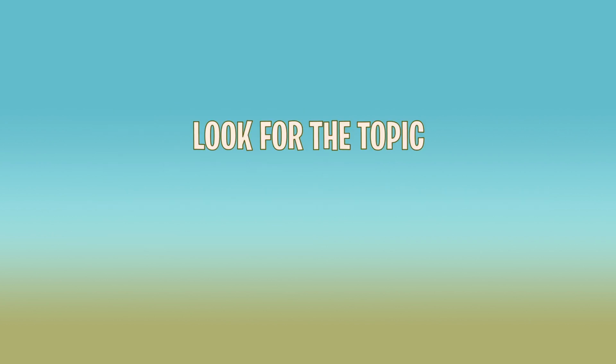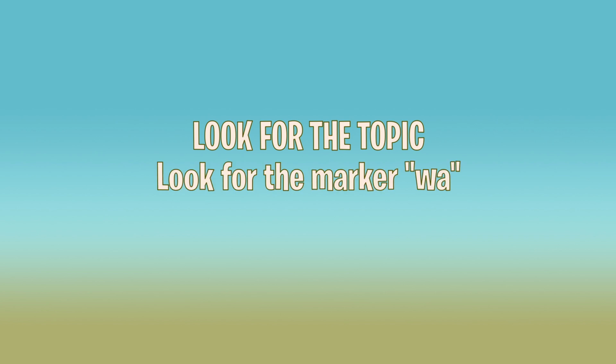What does that mean? Well, to look for the topic, you have to look for the marker wa, spelled with the hiragana ha. The marker wa is the topic marker, and this is what you want to look for first when you start translating the sentence.